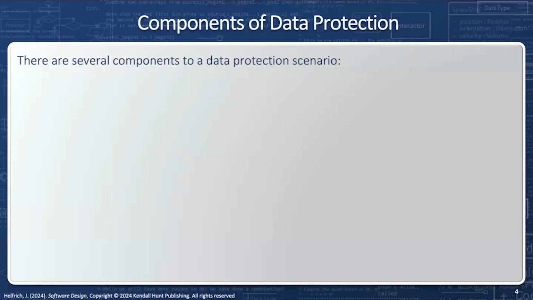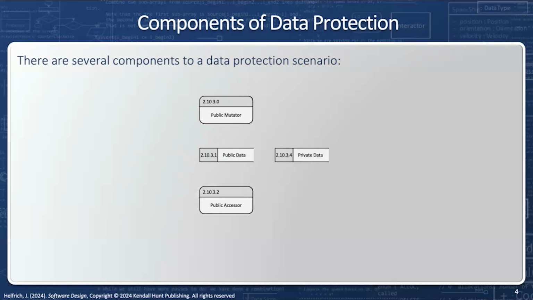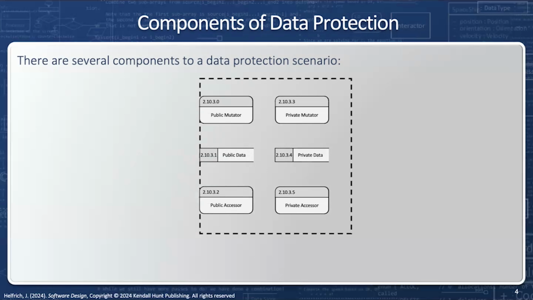There are several different components to data protection. First, we have the public data, and then we also have the private data. We have the public mutator and the public accessor, and we have the private mutator and the private accessor. And of course, we're going to have a trust boundary. Now notice that the private mutator, private data, and private accessor are within the trust boundary, whereas the public mutator, the public data, and the public accessor are on the edge.